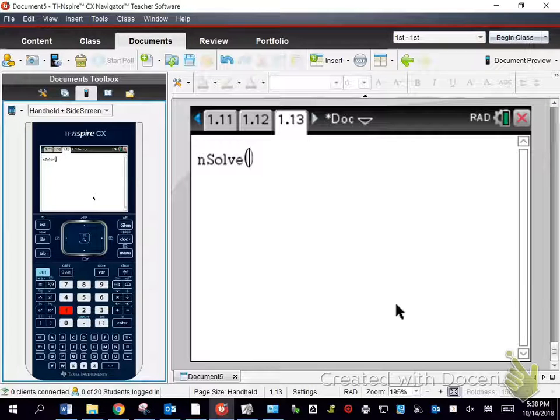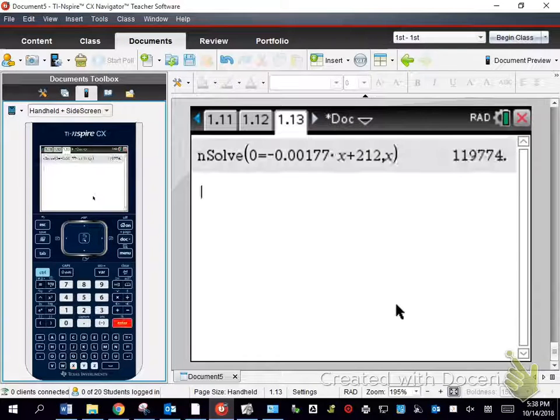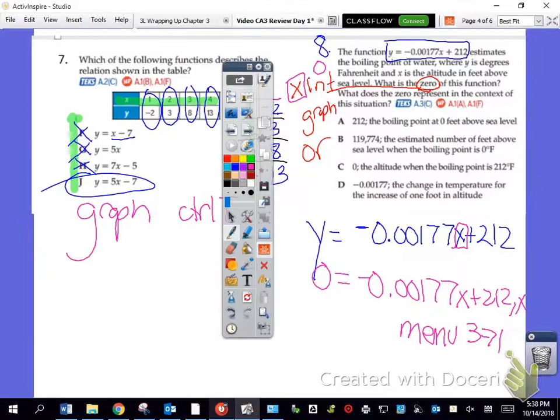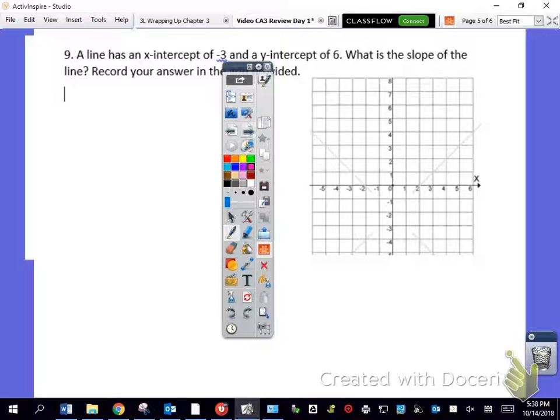Remember, instead of y, I'm putting 0 equals, and then negative 0.00177x plus 212, comma, x, enter. And you get 119,774, which is B. Okay, so two ways you can do it. Either way is fine. Last one, number 9.